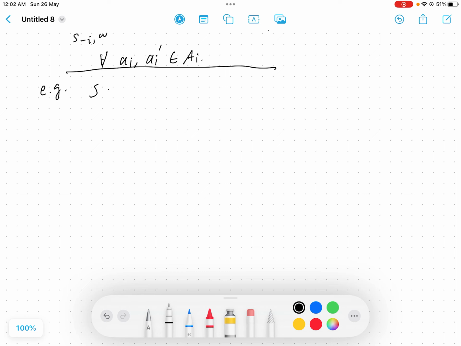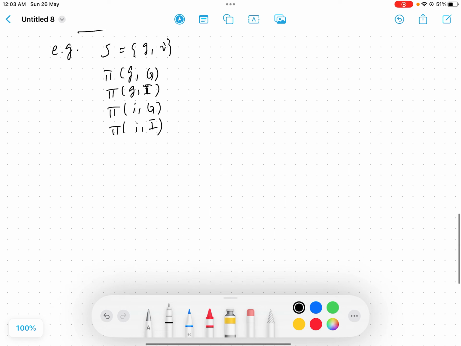So the S includes G and I. And remember, we have all those pi's: pi GG, pi GI, pi IG, pi II. Small g is the signal that this person is guilty, and small i is innocent, and big G and big I are the state. So we have those numbers, and we don't need to repeat. We can just refer to the previous episode.